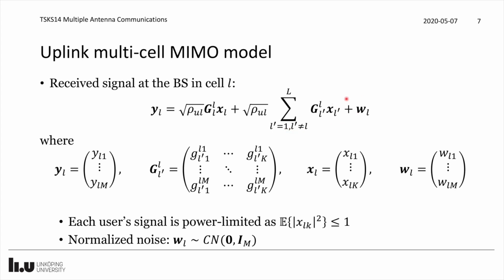And finally, we have the noise vector, w_L. It contains w_L1 to w_LM, so it's an M-dimensional vector. And we assume that we have normalized the noise to keep it simple. So this vector is complex Gaussian distributed, and it has a covariance matrix, which is just an identity matrix. So every element of this vector is independent and has variance 1. Okay, so this is the uplink multi-cell MIMO system model. It has the same structure as we had for one cell, it's just that we need to add up terms from multiple cells and we need to have these additional indices to keep track of.